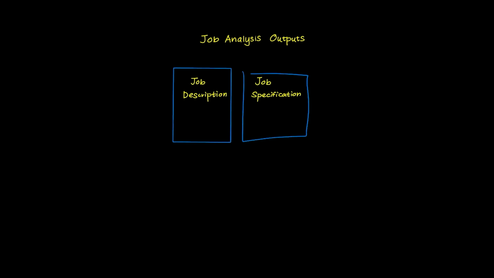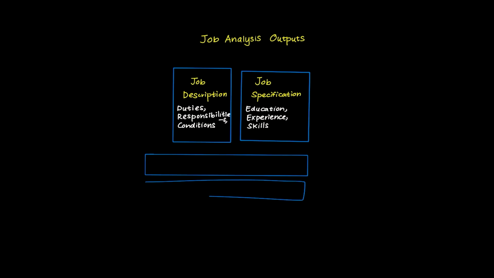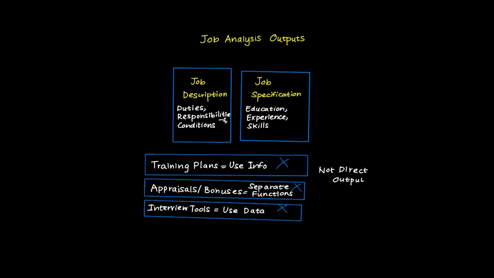Job analysis produces two primary outputs, the job description and the job specification. The job description lists what the job involves: duties, responsibilities, working conditions. The job specification lists what the candidate needs: education, experience, skills, abilities. Training plans use this information but aren't outputs. Performance appraisals and bonus structures are separate HR functions. Interview questions and reference forms are selection tools that use job analysis data. The direct products of job analysis are the description and the specification, what the job is, and what the person needs.